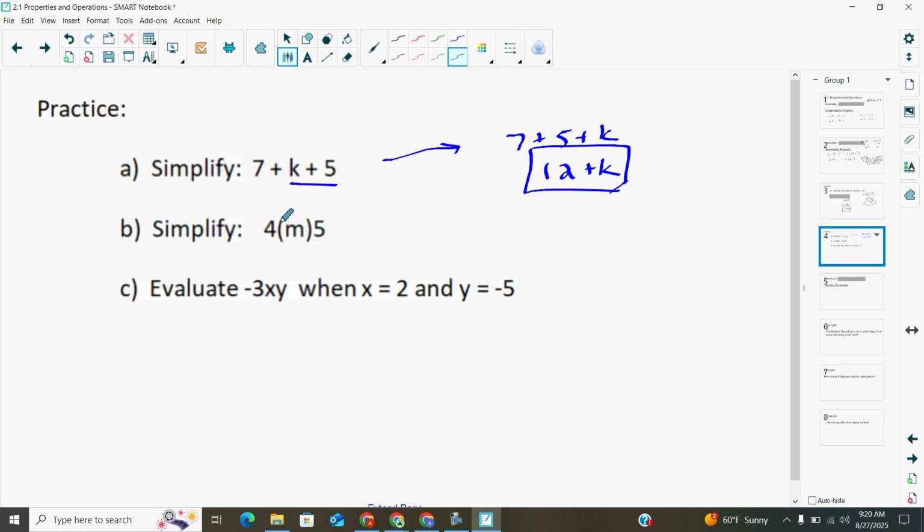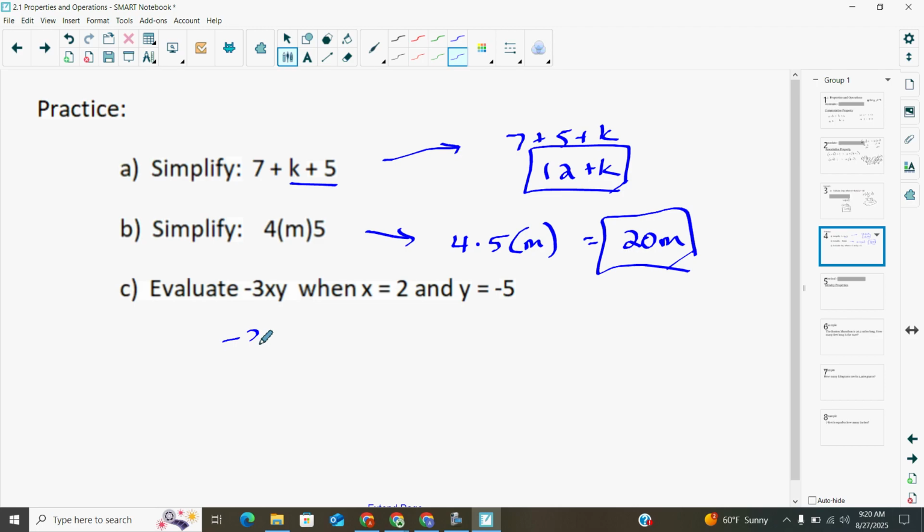Part B, I am going to switch the order of that one as well and do 4 times 5 times m. And now we multiply left to right. 4 times 5 is 20m. Again, commutative property, this time of multiplication.